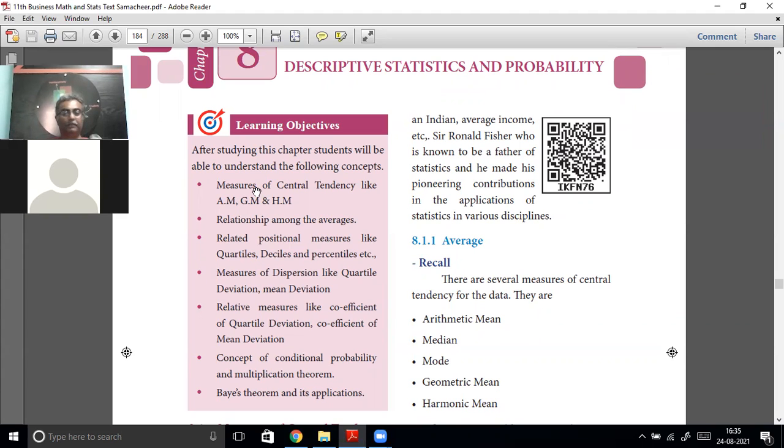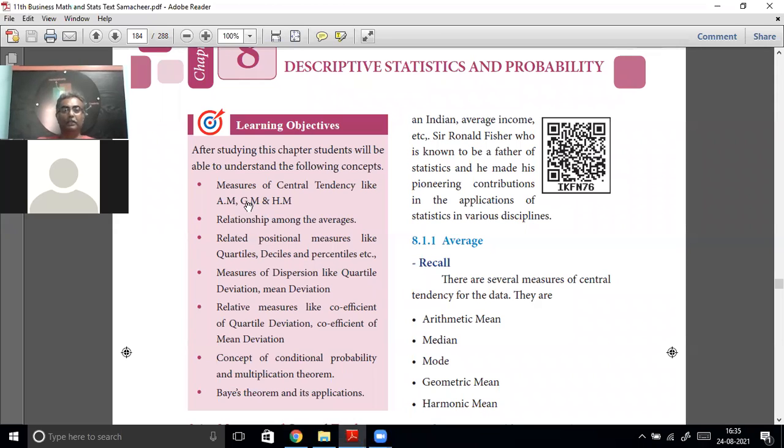Descriptive statistics and probability. Now, after studying this chapter, what will you be able to understand? Measures of central tendency like arithmetic mean, geometric mean, and harmonic mean. In 9th standard and 10th standard, you studied only arithmetic mean. Here you will study geometric mean and harmonic mean. They'll be used in different situations.